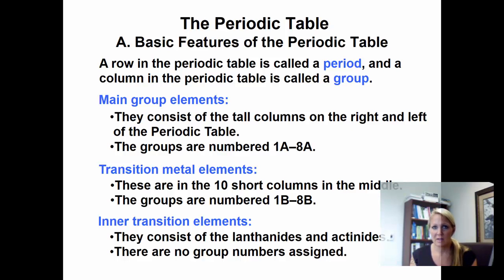Your transition metal elements, sort of in the middle there, these are the short columns, and they are grouped by 1B to 8B, and they're also called non-representative elements, and your main group are sometimes called representative elements. You have inner transition elements, and these are the lanthanides and actinides, and they have no group numbers assigned, and we don't do a lot with those in this class.